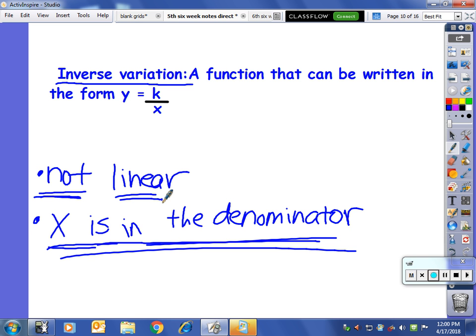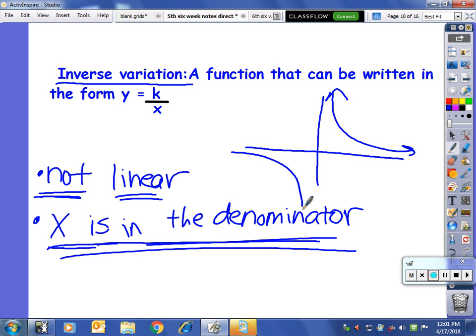And it does not look like a line when you graph it. Some things that are similar, you only need 1 point to find the whole equation. That's really kind of where the similarities end. In direct variation, as one thing goes up, the other also goes up. But in inverse variation, one part will go up and the other will go down. Now, inverse variation looks like this. It's a curve, and it's shown in 2 different quadrants.